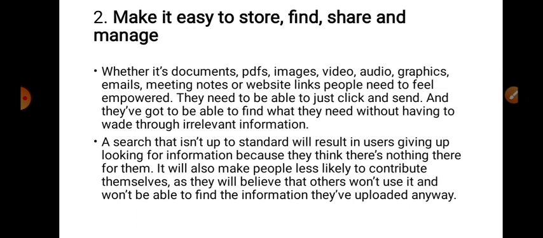A search that is not up to standard will result in users giving up looking for information because they think there is nothing there for them. It will also make people less likely to contribute themselves, as they will believe that others won't use it and won't be able to find the information they have uploaded anyway.